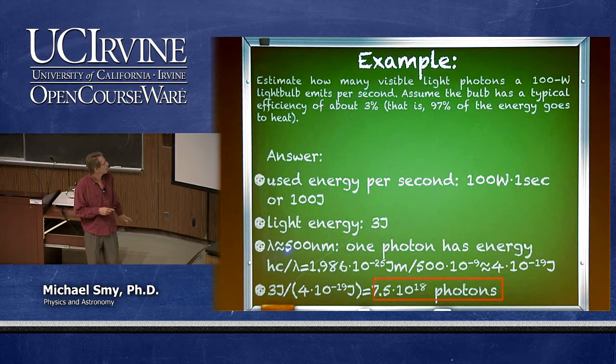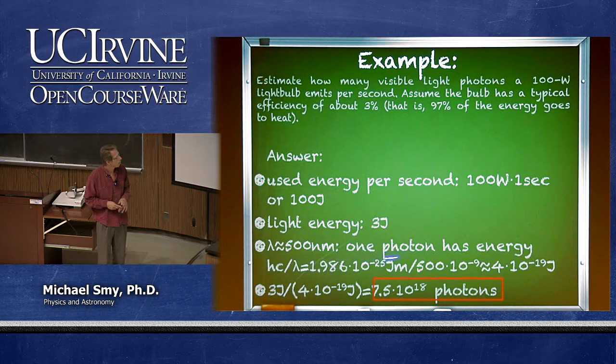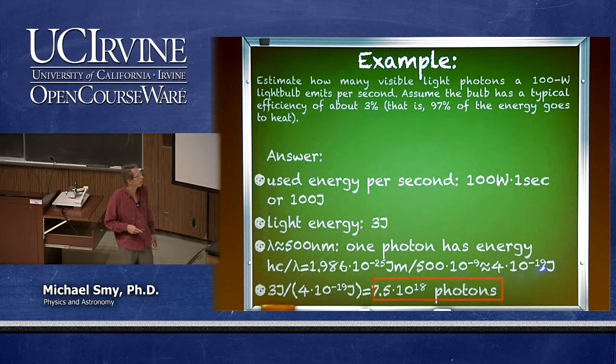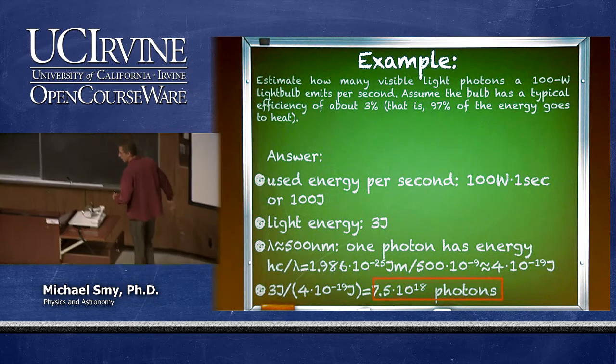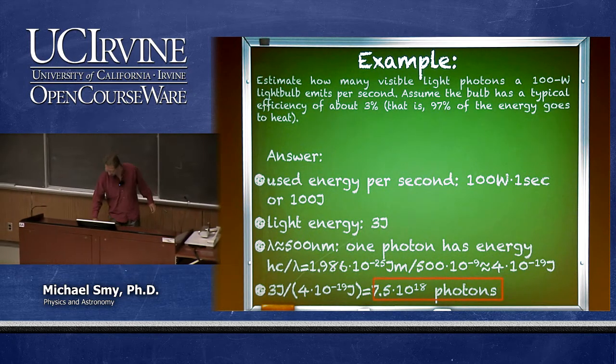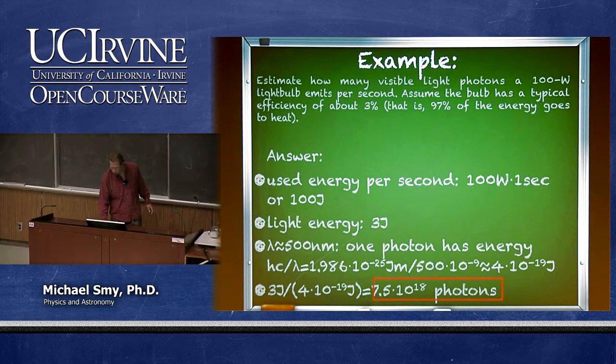So now we make the assumption that the light has a wavelength of roughly 500 nanometers, and therefore 1 photon has the energy of 1.986 times 10 to the minus 25 joule meters divided by 500 times 10 to the minus 9 meters. And that gives us about 4 times 10 to the minus 19 joules. And if we divide the 3 joule by the 4 times 10 to the minus 19 joule, we get about 7.5 times 10 to the 18 photons. So quite a few photons in a single 100-watt light bulb.